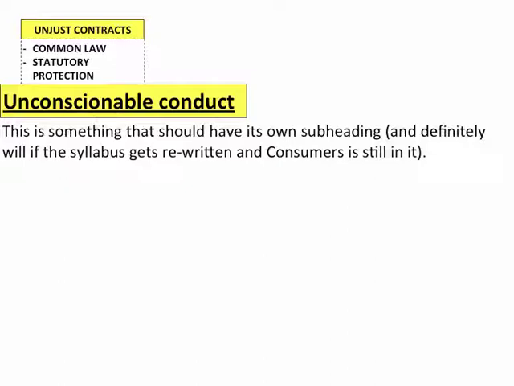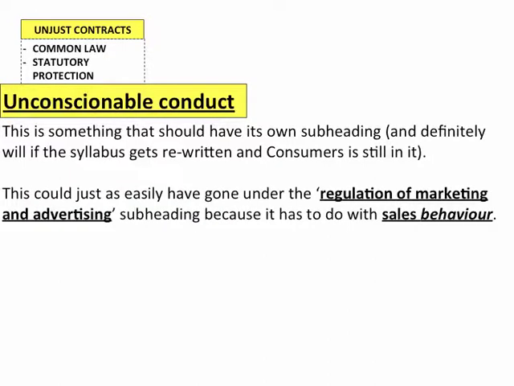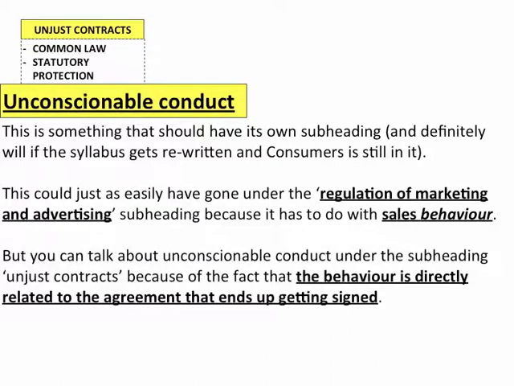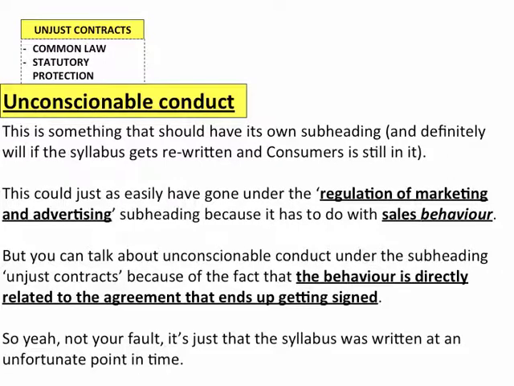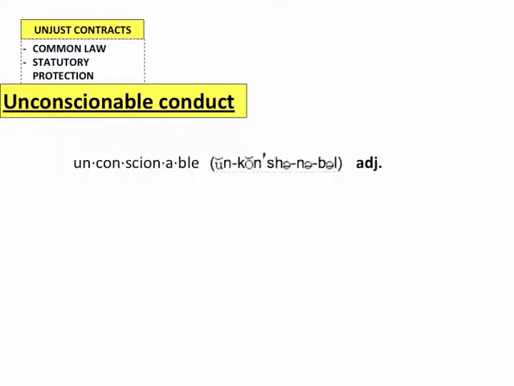So the unconscionable conduct is a big part of the ACL. Now, it could have just as easily gone under the marketing part, but you can talk about unconscionable conduct under this heading, under unjust contracts, because the behavior is directly related to the agreement that ends up getting signed, right? So yeah, it's not your fault. The syllabus was just written at a very unfortunate point in time, the consumer section, because the law changed quite soon after.